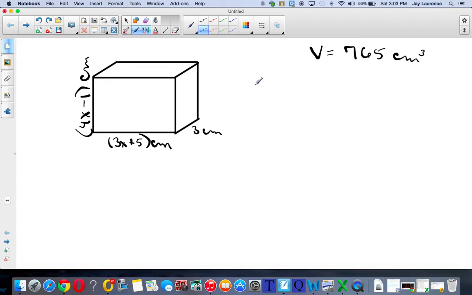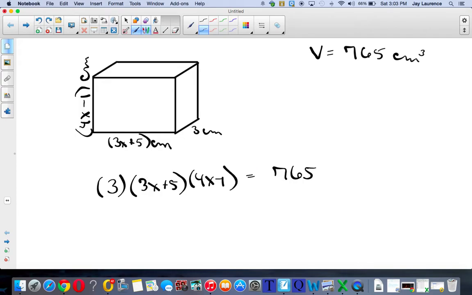Okay. Well, I know to get the volume of a prism, I'm going to do the area of the base times how tall it is. So that would be the same as length times width times height. So I'm going to do 3 times (3x plus 5) times (4x minus 1), and that should equal the volume, 765.